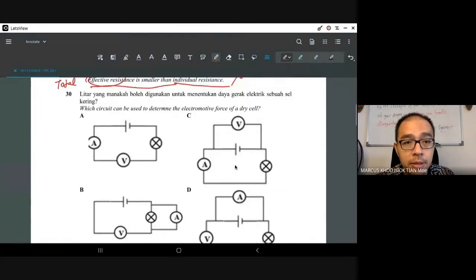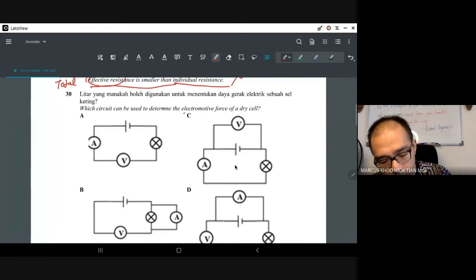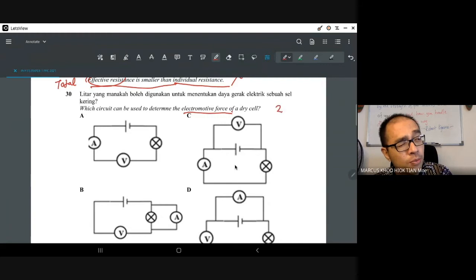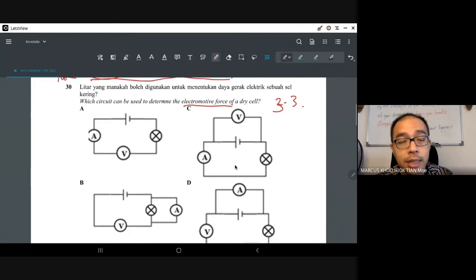Okay, which circuit can be used to determine the electromotive force of a dry cell? Okay, electromotive force, this is subtopic 3.3. Now, electromotive force, you need to know that the voltmeter is arranged parallel to the battery. So this will be the answer.